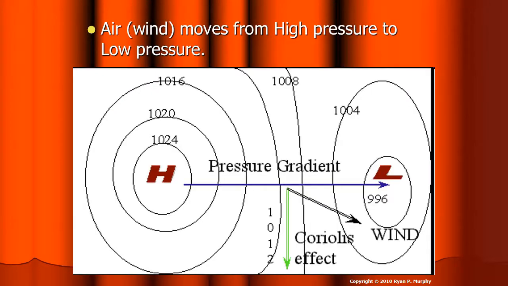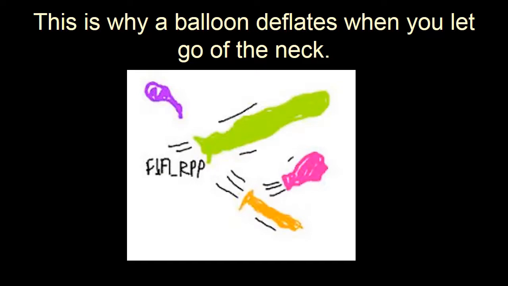Wind moves from high pressure to low pressure. Cool. So this is basically what causes wind to happen: air is always going to want to move from high pressure to low pressure. You can think of this like when you have an inflated balloon and you open up the little neck part and all the air comes rushing out.